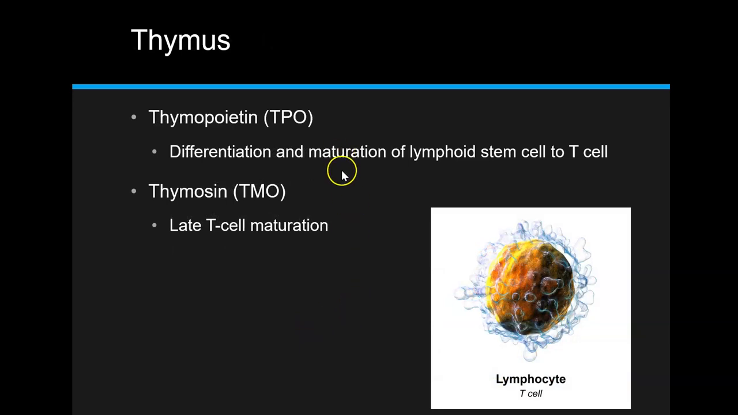Okay. So the thymus is part of the immune system. And the hormones that influence it are thymopoietin. And thymopoietin allows the differentiation and maturation of lymphoid stem cells to T cells. And then thymosins act on the late T cells to mature them all the way.